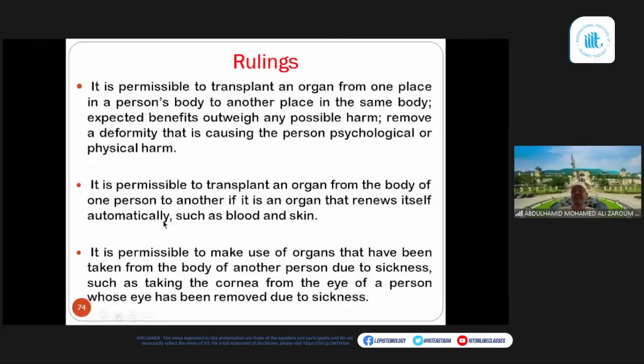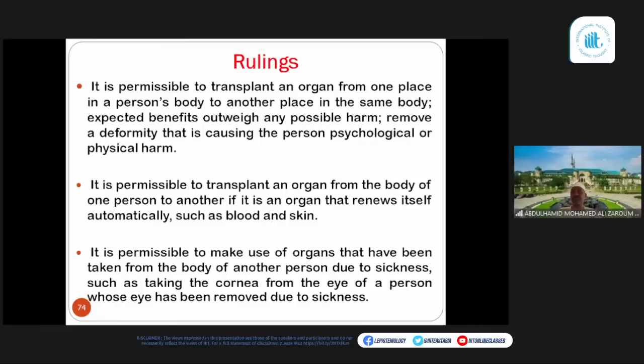Now, why is it permissible to transplant or donate an organ? Because of necessity. So what do we mean by transplanting? Taking an organ from a person and putting it into another person. Okay? Here we have a few items. It is to remove a deformity that is causing the person psychological or physical harm. He's facing problems. So in order for him to remove the psychological or physical pain he is encountering, we donate our organs to him, or we transplant organs to this body.